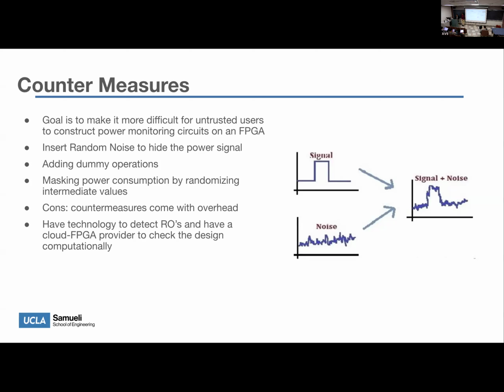Another thing you could do is have the actual technology to detect ring oscillators and have an FPGA provider check the design computationally, using some level of code that detects whether anything is monitoring this power when it shouldn't be.